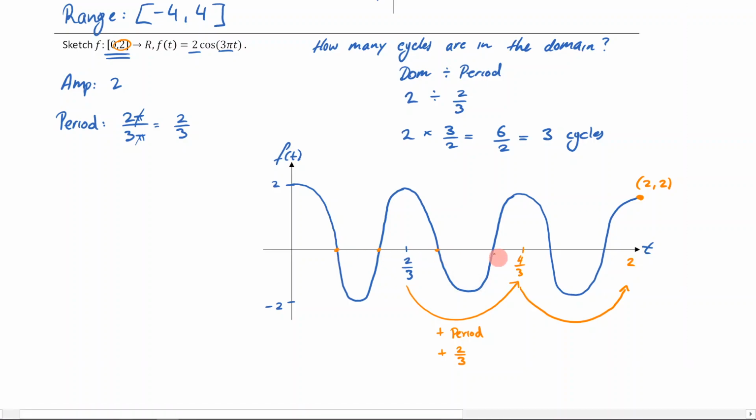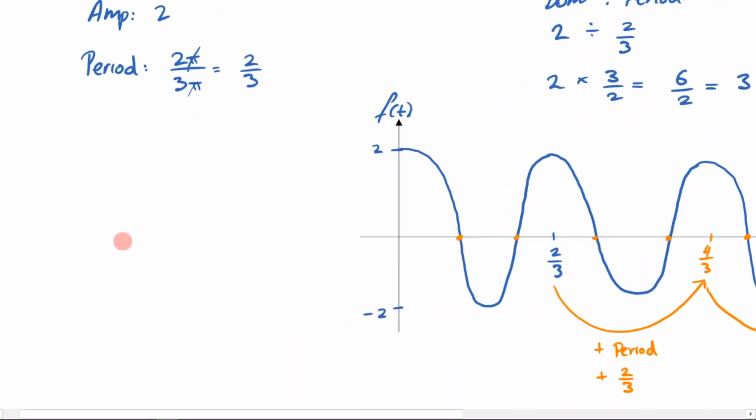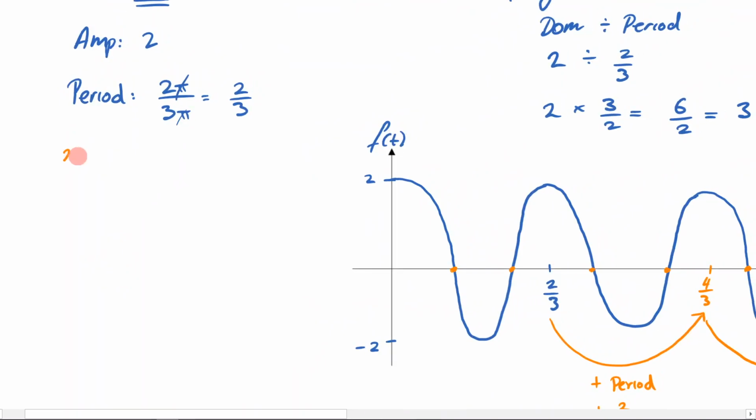And now we come to another tricky part, and that is we have to find the x-intercepts of each of these, which is going to be a bit tricky, but we can do it. What we're going to do is first find the x scale. So that means I take the period and divide it by 4. That's the same thing as timesing it by 1 on 4, which gives me 2 on 12, which is the same as 1 on 6.